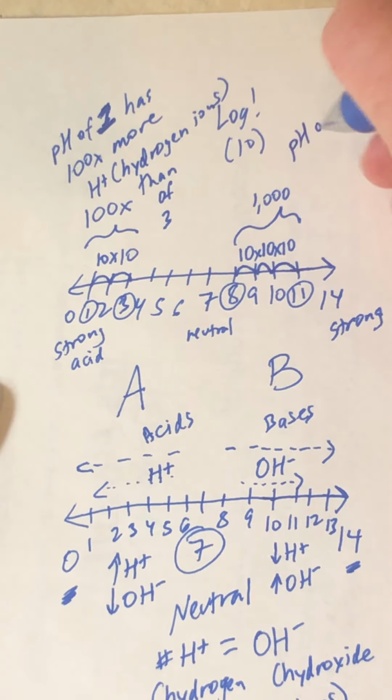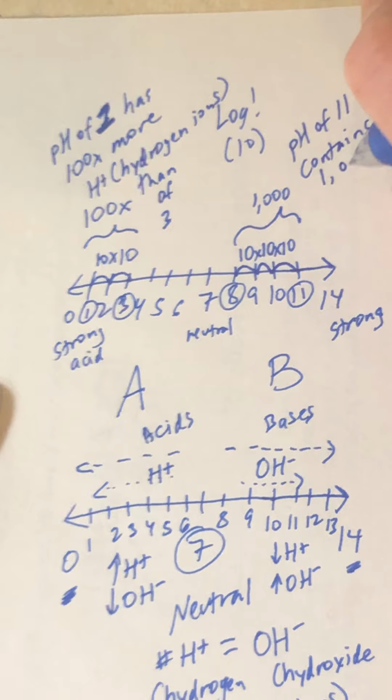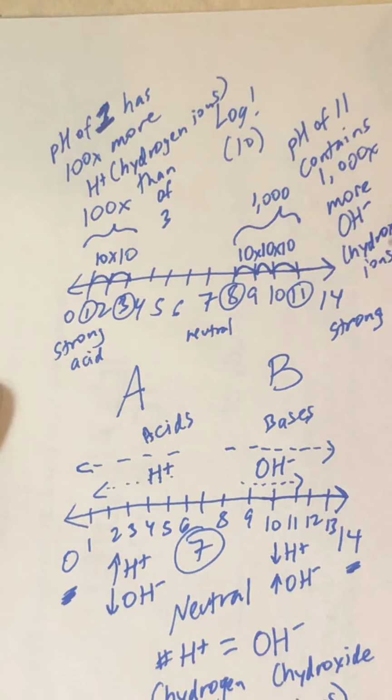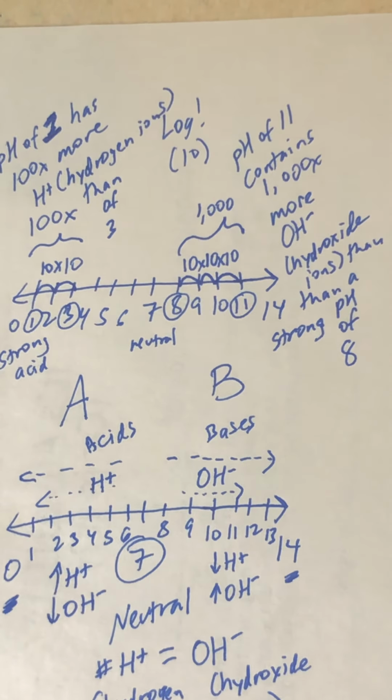Or likewise, I can do a different statement over here. Something with a pH of 11 contains 1,000 times more hydroxide ions. Then, oops, can't see that. Then a pH of 8, which that's cutting off, so let me move my sentence. So a pH of 11 contains 1,000 times more hydroxide ions than something with a pH of 8.